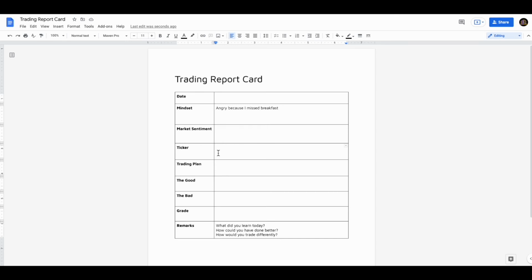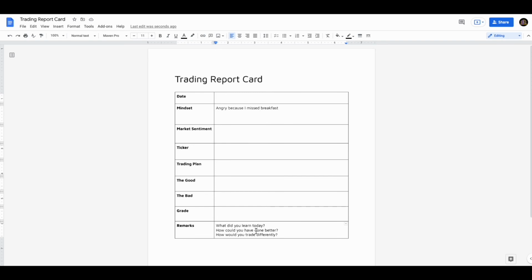And then you write down the tickers you traded, your trading plan for those tickers. You want to also put in the good, like what was the good thing you did that day, right? What was the outcome? What was the bad thing you did? And the bad thing, obviously, you don't want to repeat those bad things going forward. And then you want to grade yourself based on your own grading scale. So you set up your own grading criteria, right? And you grade yourself for that day.